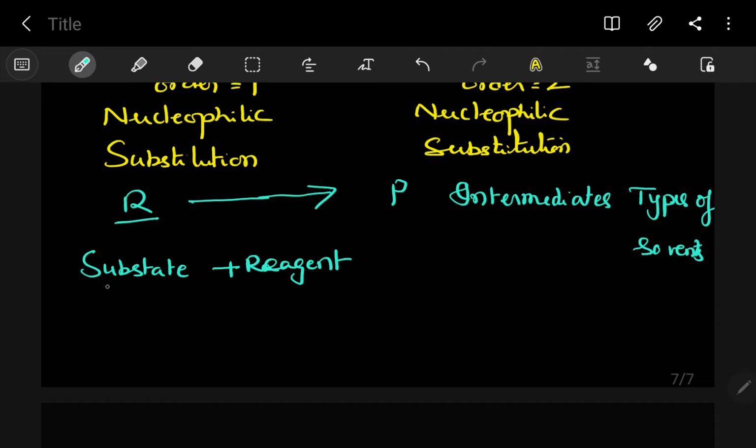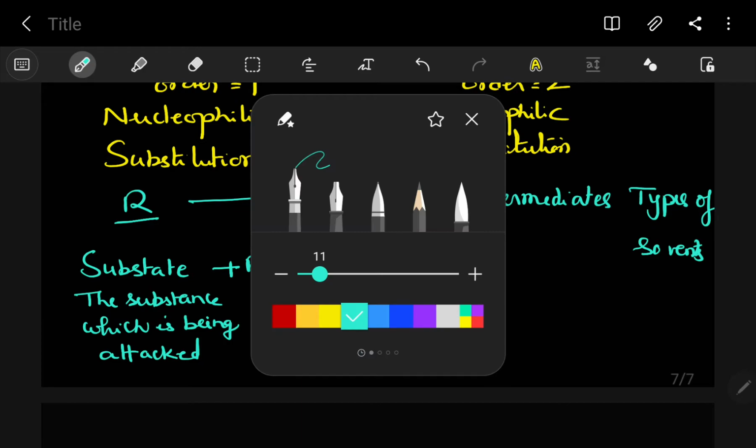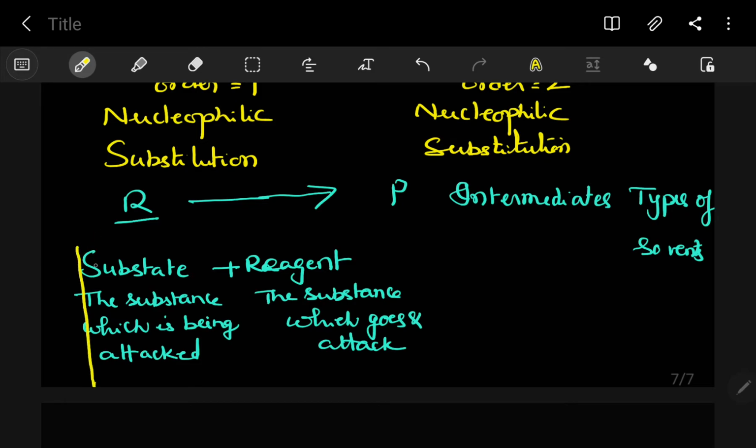What is the meaning of the substrate? It is the substance which is being attacked, the one on which we are doing the reaction. Whereas reagent means the substance which goes and attacks. Substrate and the reagent, both are called the reactants.